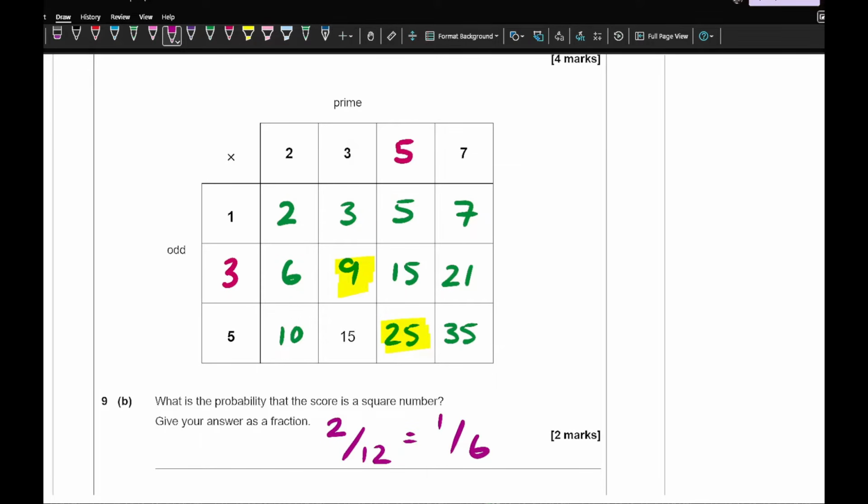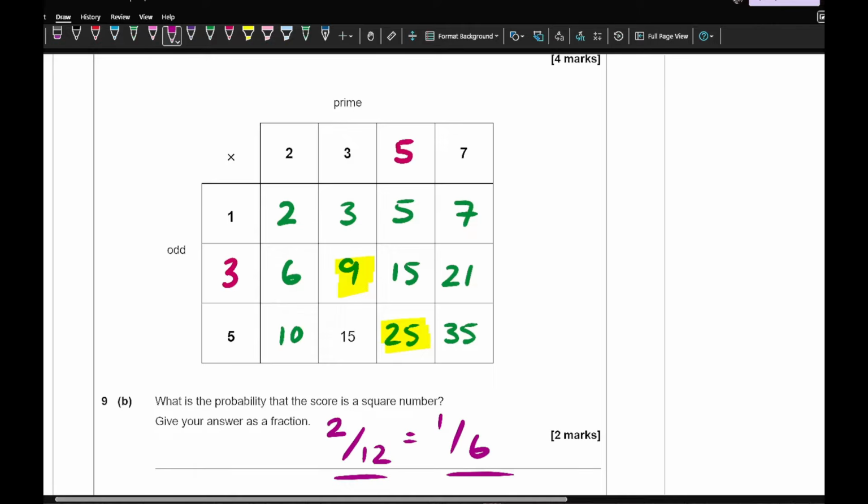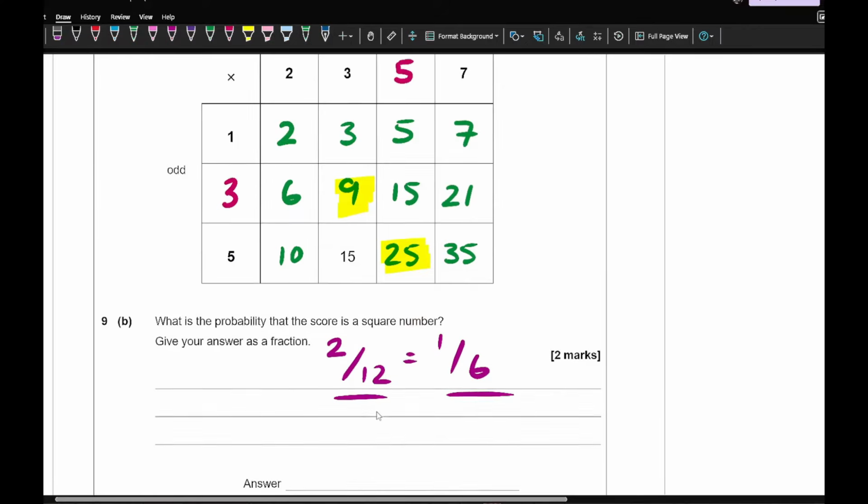Now, because the question doesn't actually specify to give our answer in its simplest form, either of these 2 fractions would be good enough for the full 2 marks.